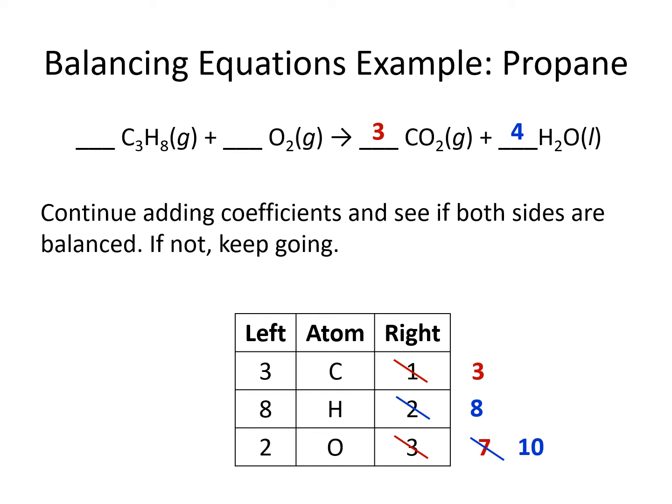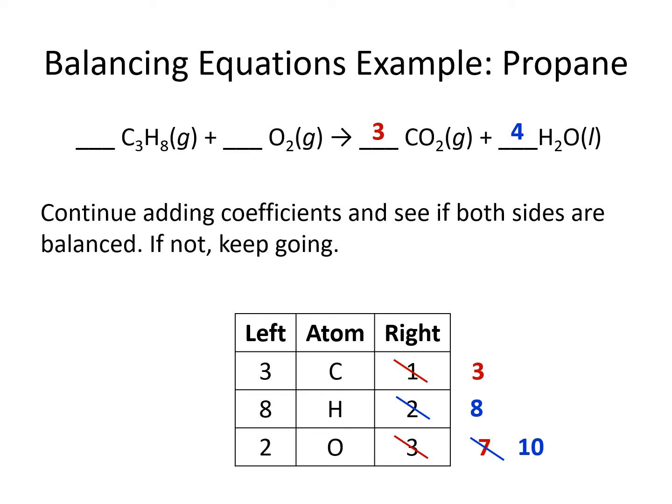left. But doing that also changes our number of oxygens on the right. Now we have 3 times 2 is 6 from the CO2, and then 4 times 1 is 4 from the water, and that makes a total of 10 oxygens on the right-hand side. Now our carbons match and our hydrogens match, but our oxygens don't.